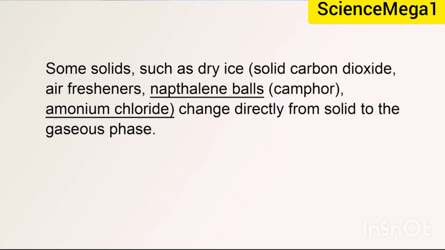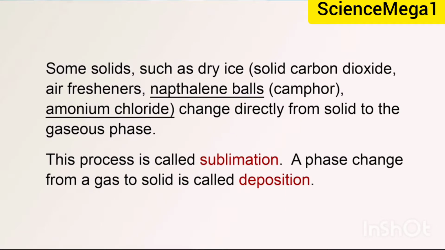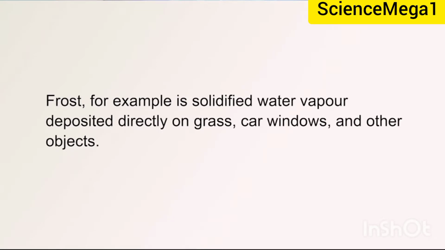Some solids, such as dry ice or solid carbon dioxide, air fresheners, naphthalene balls or camphor, and ammonium chloride, change directly from solid to the gaseous state. And I believe most of you have seen naphthalene balls or camphor and air fresheners in your various homes. This process is called sublimation. A phase change from a gas to solid is also called deposition. Frost, for example, is solidified water vapor deposited directly on grass, car windows, and other objects.